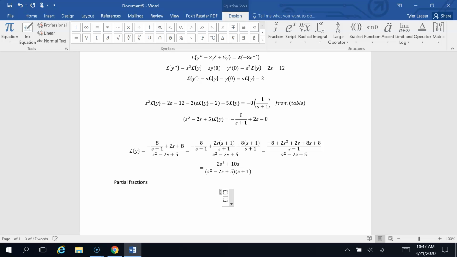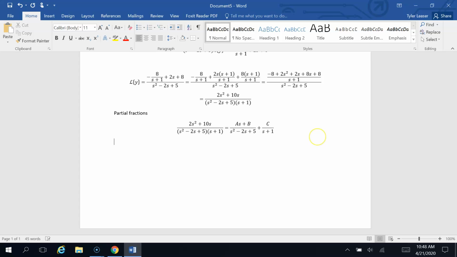Alright, so we're going to rewrite this as 2s squared plus 10s. So I'm just copying it down here. And we're going to set this equal to the partial fraction decomposition. S squared minus 2s plus 5, that is a quadratic factor that is not factorable, which means that it's going to have to be broken up into a linear term up top, as plus b, and then we'll leave it alone, s squared minus 2s plus 5. And that's going to be plus my linear term now, which is just a c over s plus 1.